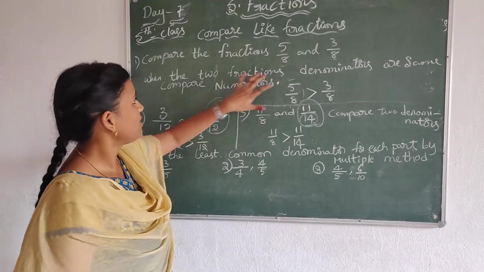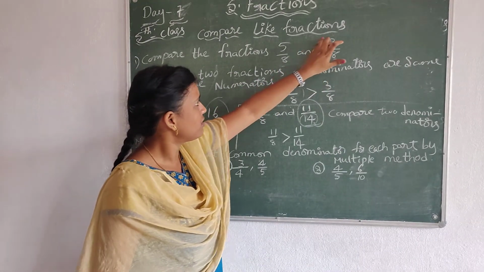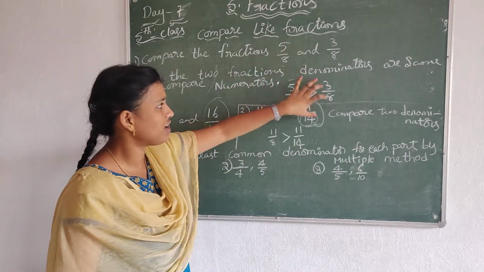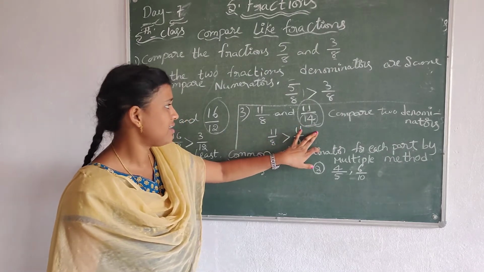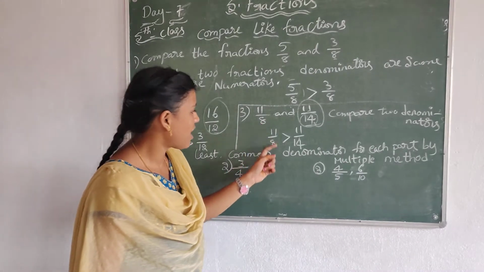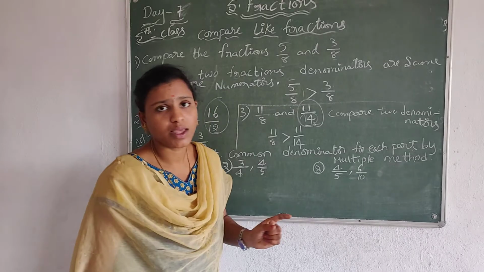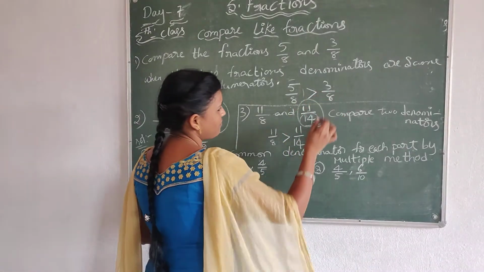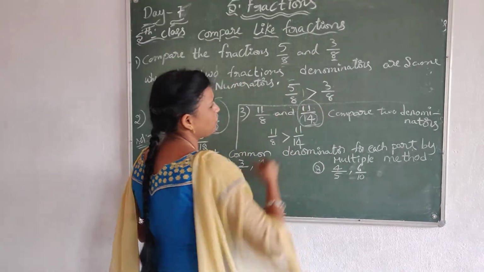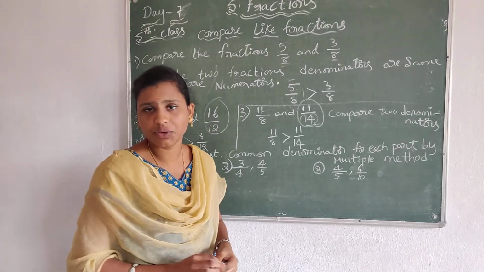See in this case, check the denominator. When the denominators are same, whichever numerator is big, the fraction will come big. When the numerators are same, whichever denominator is small, the fraction will come big. That is the difference between same denominators and same numerators. I hope you understand, children. These types of sums are there in your textbook.